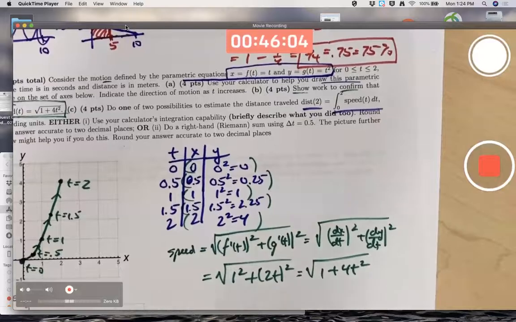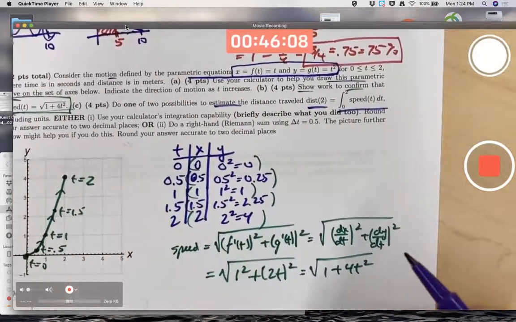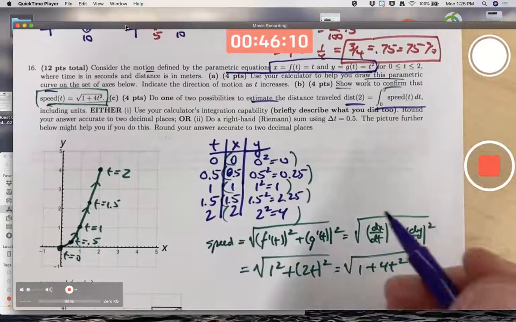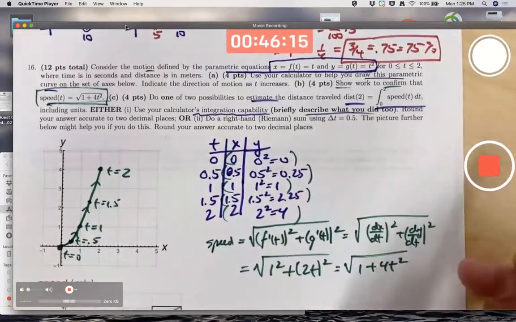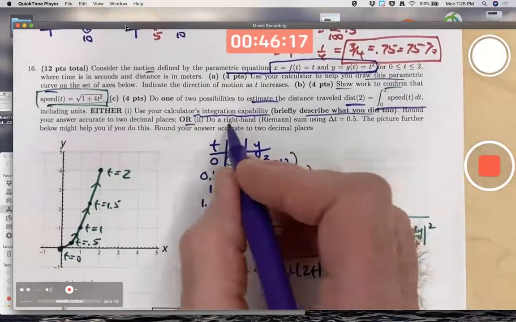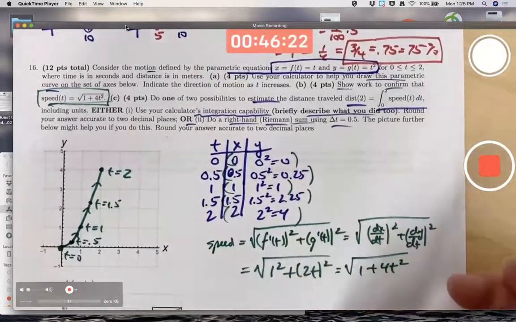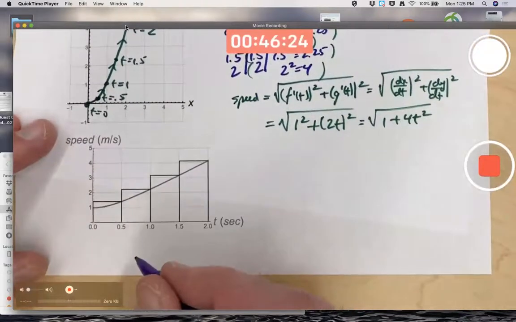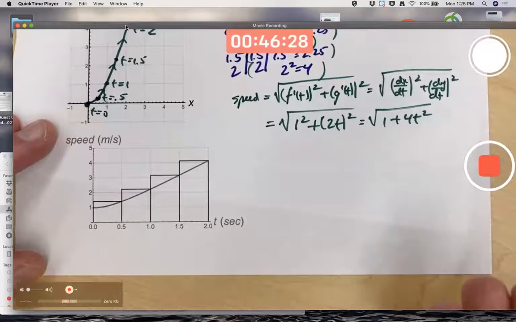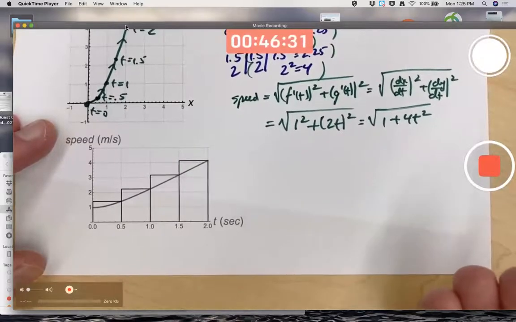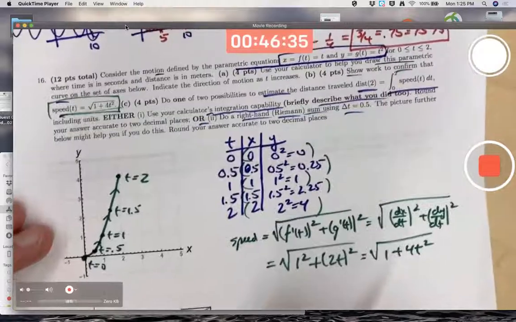The goal now is to estimate that distance traveled with one of two possibilities, including units. Either go ahead and use your calculator, but describe what you do, or do a right-hand sum, those are sometimes called Riemann sums, using delta t as 0.5 and this picture here. I gave them the option of doing either one. You should be able to do either one. I might say do it one way or the other for you.